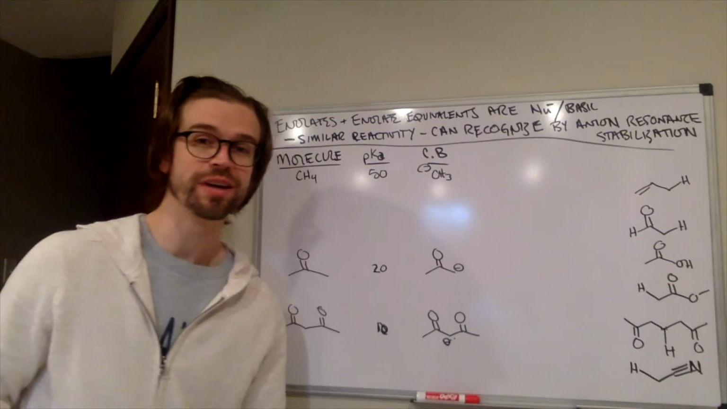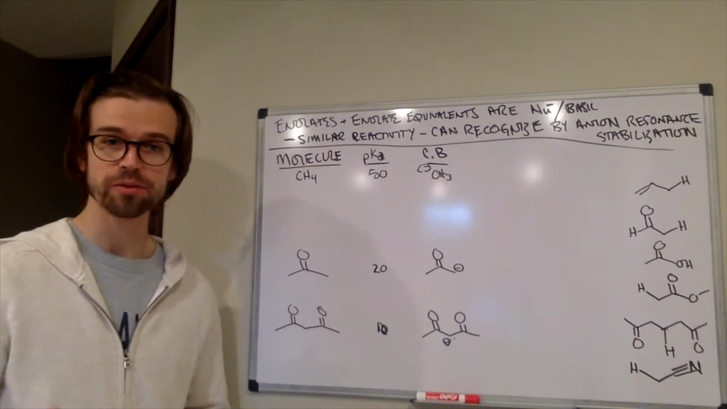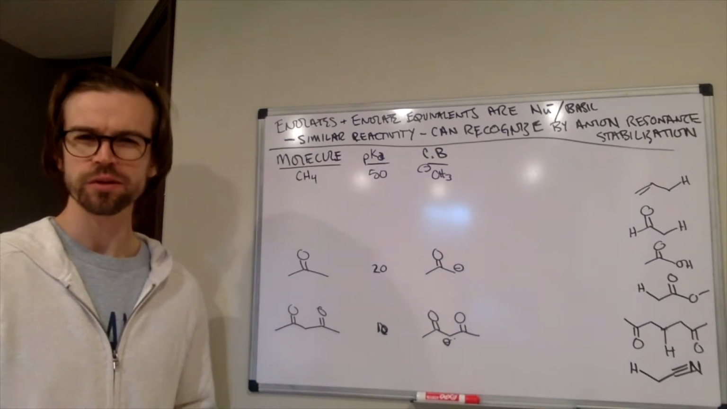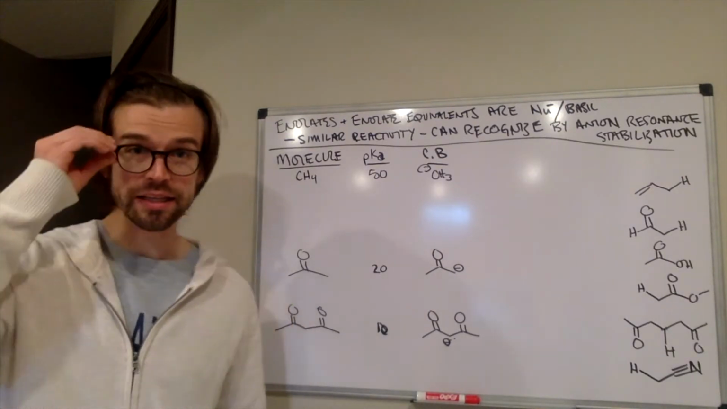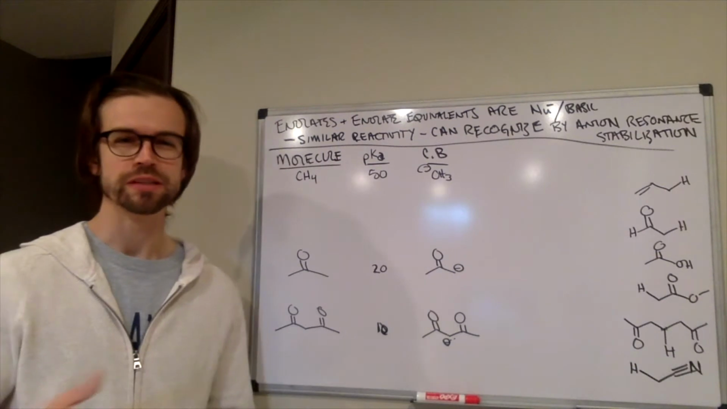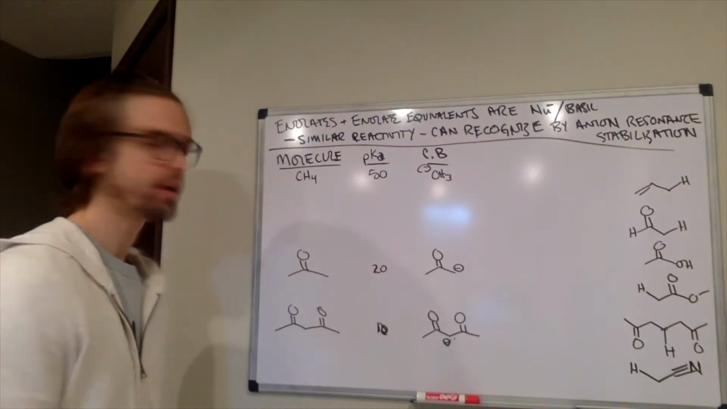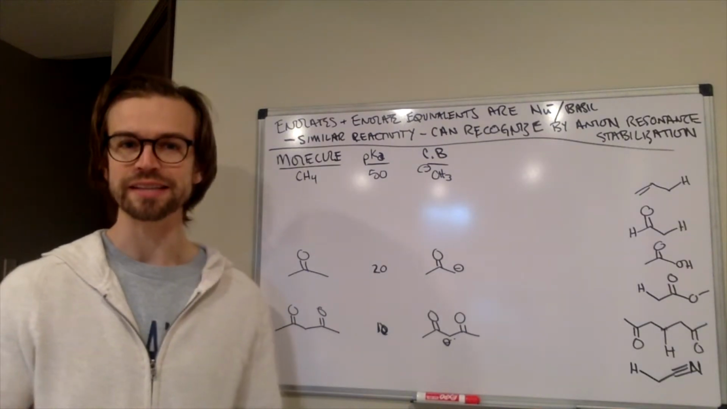All right, so we need to be able to look at molecules that we haven't seen before and say, are these going to form something that looks kind of like an enolate? And is this going to be easier, faster than a standard enolate, slower? How acidic is that proton?